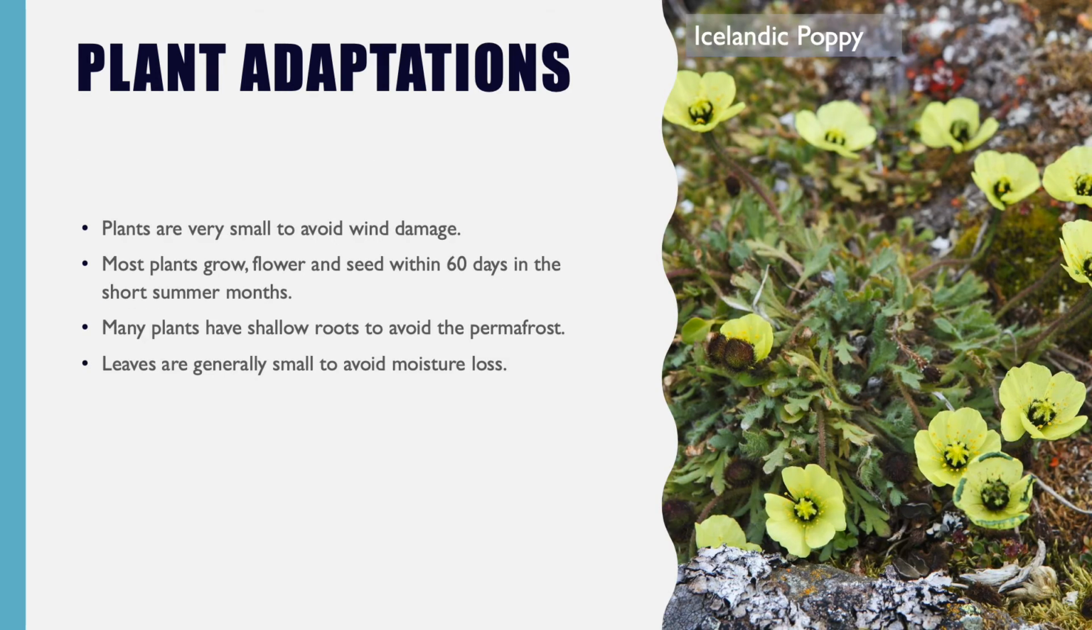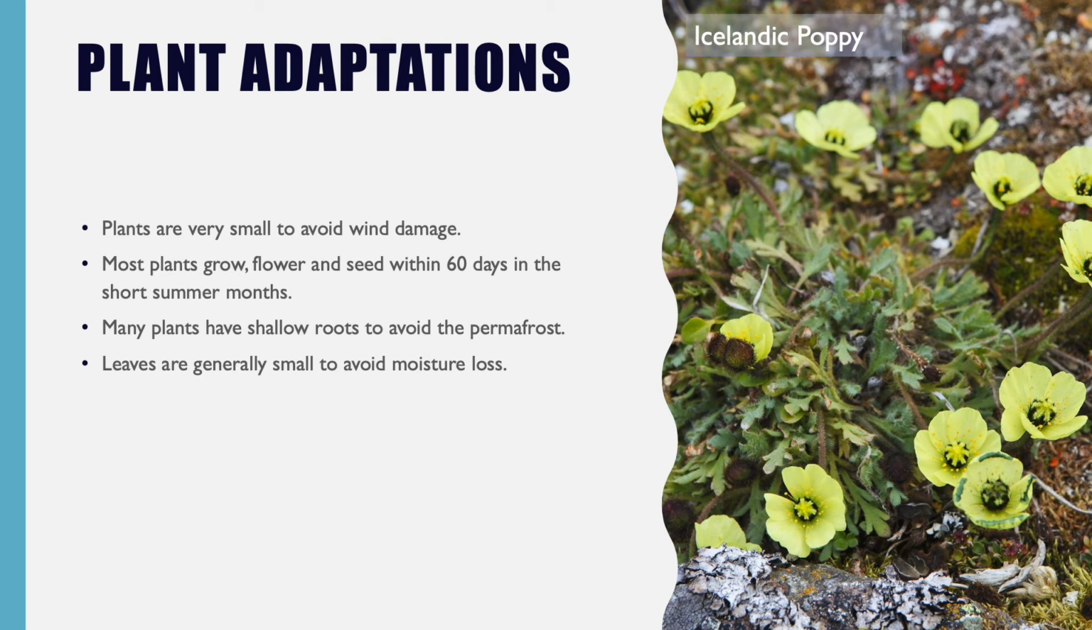We're going to look at plants first of all, and we've got this picture here of a plant called an Icelandic poppy, which is a relative of poppies we see here, but you can see it's much smaller. Most plants in the tundra are very small, and this is to help them avoid wind damage. If they grew tall, the wind would snap them off. Most plants are under 30 centimeters in height. Many plant species grow very close to the floor like this poppy, probably not more than 3 or 4 centimeters in height.